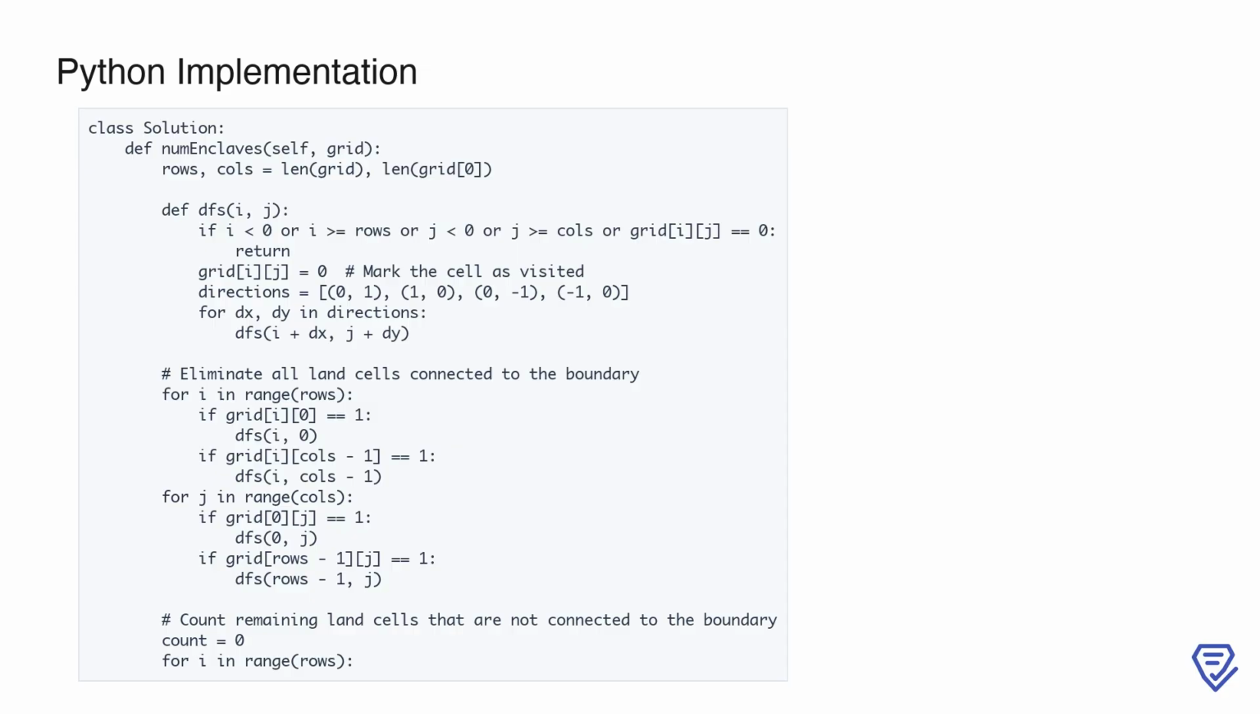After defining the DFS function, we focus on eliminating land cells connected to the boundary. We iterate over the first and last columns for each row, checking if the boundary cells contain land. If they do, we call DFS to mark all connected land cells as visited. Similarly, we process the first and last rows, iterating through each column to ensure boundary-connected land cells are eliminated.